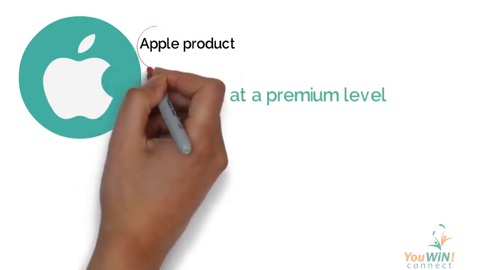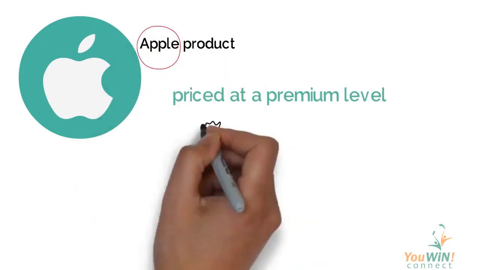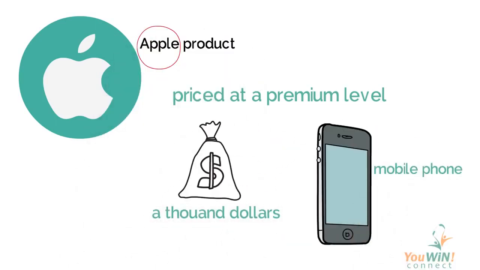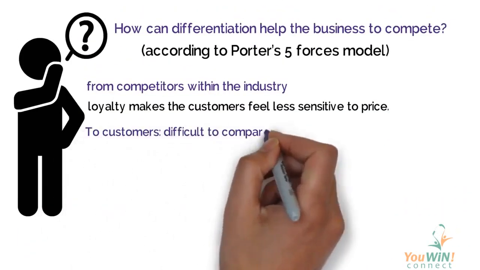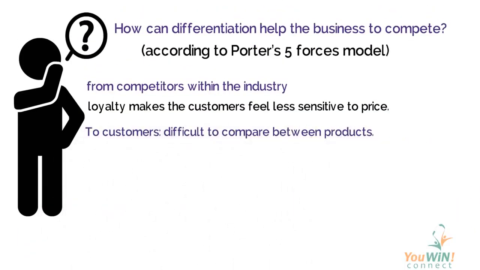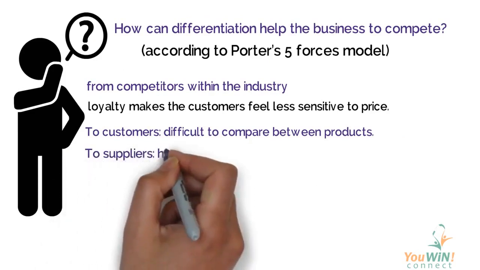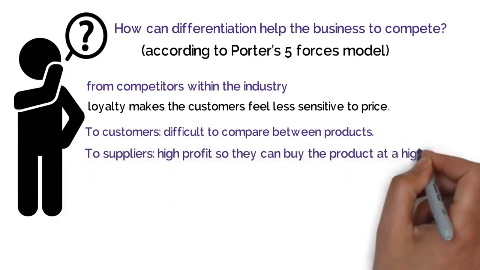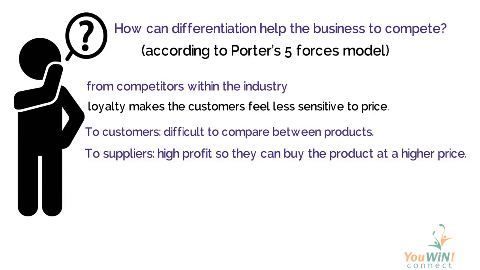Today, Apple has released a new product that is priced at $1,000 for a mobile phone, but the customers will always be in line for the release date. The lines are always endless. Now, customers will find it difficult to compare between products. Now, to your suppliers, they will buy because of the high profits, so they can buy the product at a higher price.